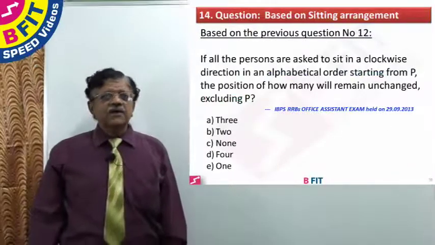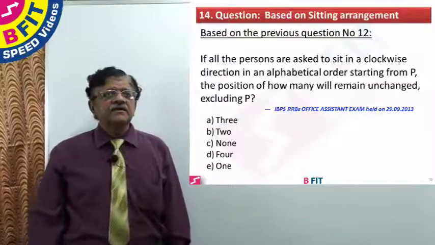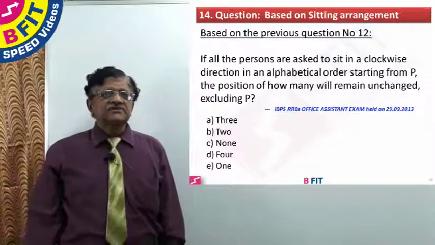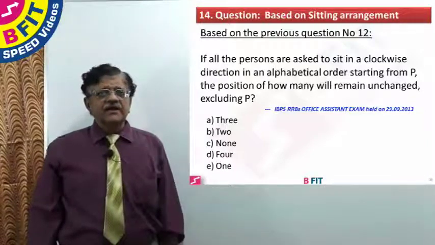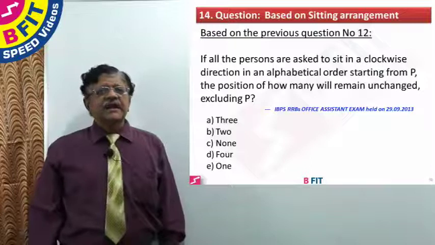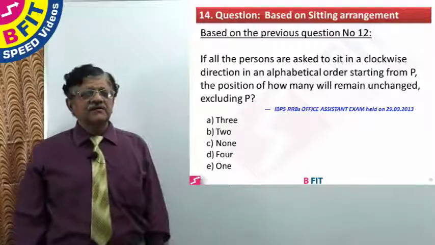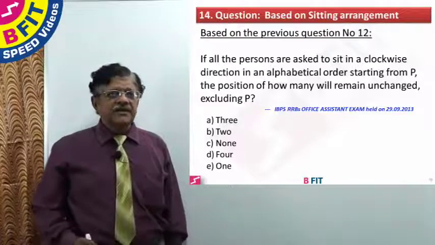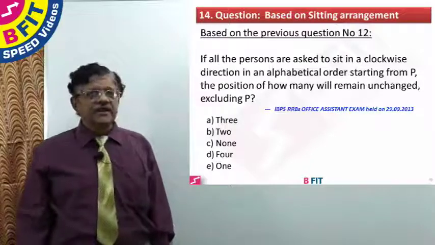Let us now look at the next question. Question number 14, which is again based on the previous question number 12. If all the persons are asked to sit in a clockwise direction in alphabetic order starting from P, the position of how many persons will remain unchanged excluding P? This question is asking a very simple problem. Let us see the working.